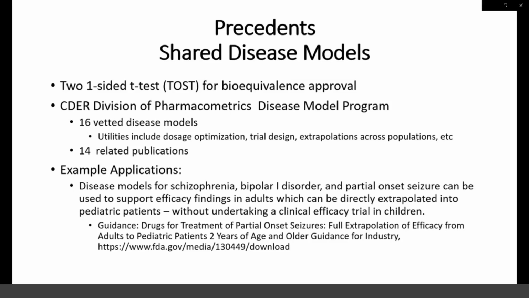I also recall that the Division of Pharmacometrics at FDA had a program for disease models. And so I queried Yaning Wang and Hao Zhu, who shared with me the very interesting history and development of these models. As you will see on the next slide in a moment, there have been 16 disease models developed. And the utilities of these have included dosage optimization, trial design features, extrapolations across populations, and so forth.